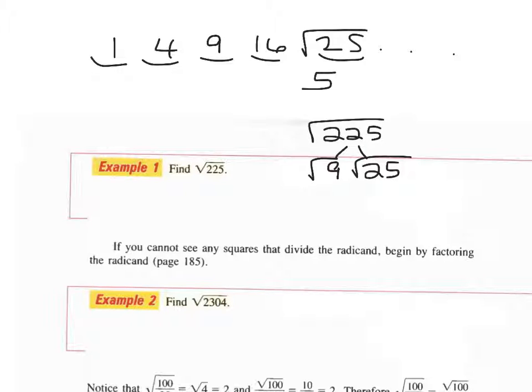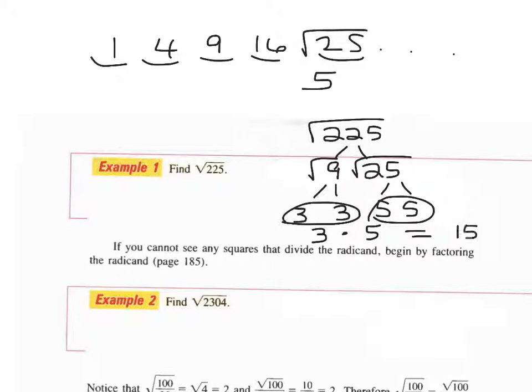But I have some students that like to continue breaking it down until you get all the prime numbers. And then anything that you make a pair of, this is a perfect square. Because 3 times 3 is 9, and the square root of 9 is 3. 5 times 5 is 25. Square root of 25 is 5. Everything that comes out, you multiply it back, and the answer is 15.